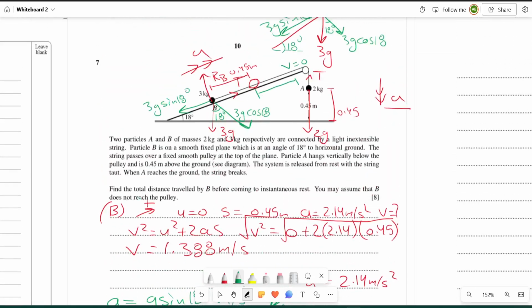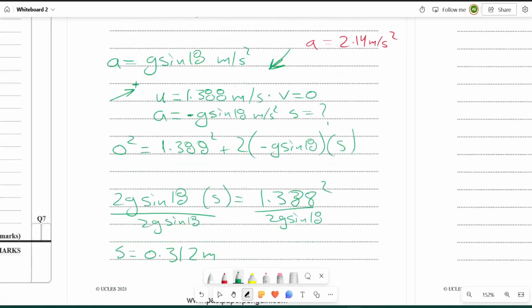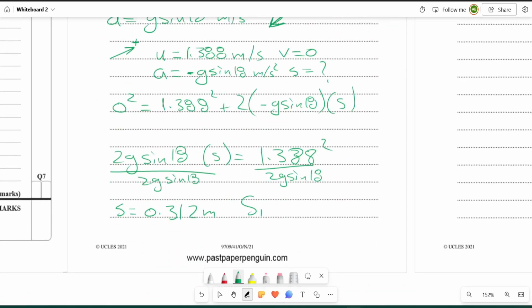So the question asks for the total distance traveled by B from the start to the stop. So it's going to be the initial 0.45 plus the final 0.312 that I calculated. So S total is going to equal 0.45 plus 0.312. And this is going to give me an answer of 0.762 meters, and this is my final answer for this question.